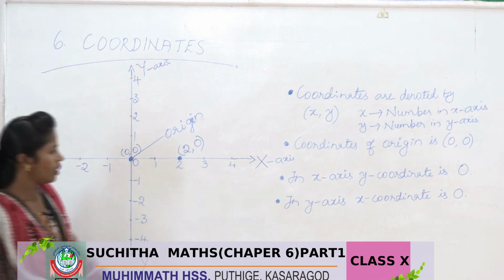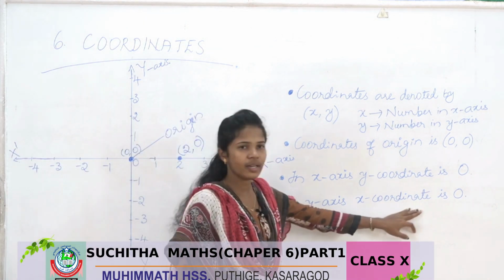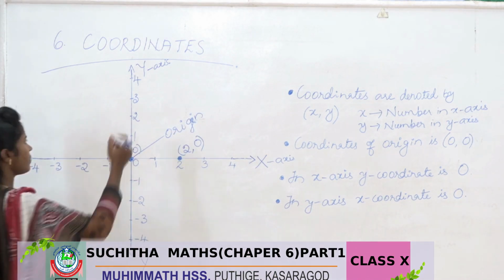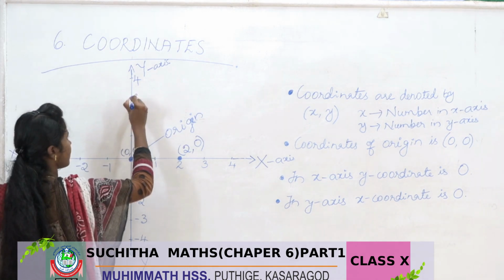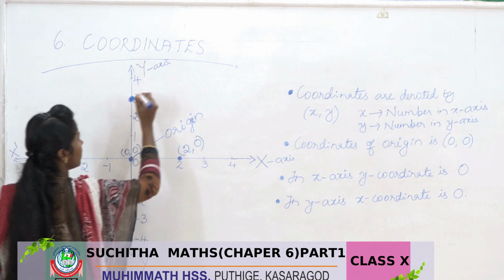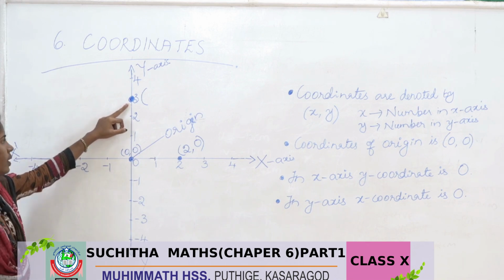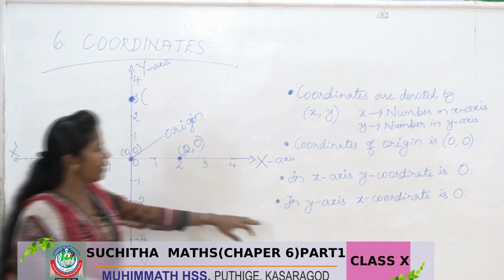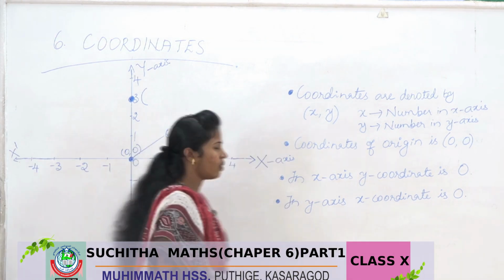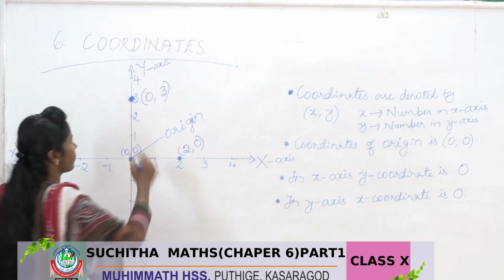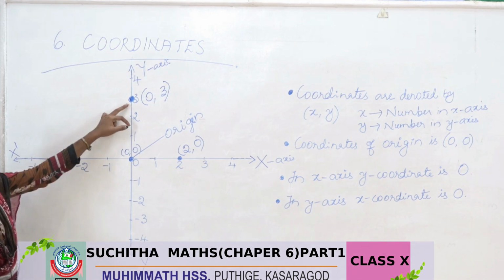Then on the y-axis, the x coordinate is 0. Which one is the y-axis? The vertical line. So what is the coordinate of this point? Here the point on the y-axis is 3, so the y coordinate is 3, but the x coordinate is 0, because on the y-axis the x coordinate is 0. So the coordinate of this point is 0, comma 3.